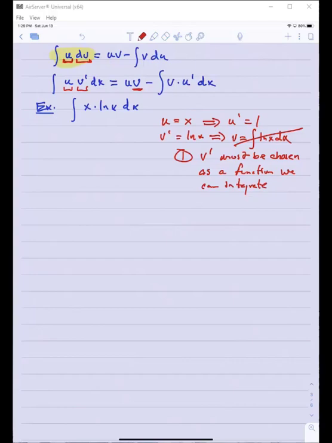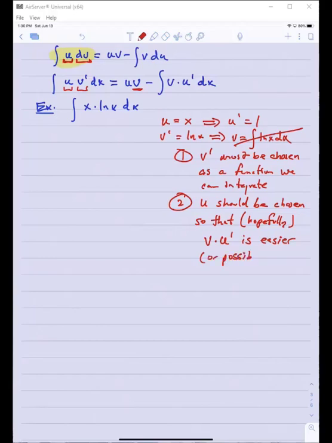It's got to actually be a function that we know how to find the antiderivative of. Number two, u itself should be chosen so that, hopefully, v times u prime is easier or possible to integrate versus uv prime, which is the one we started with. So again, remember, this formula is trading out the integral of uv prime for the integral of vu prime.